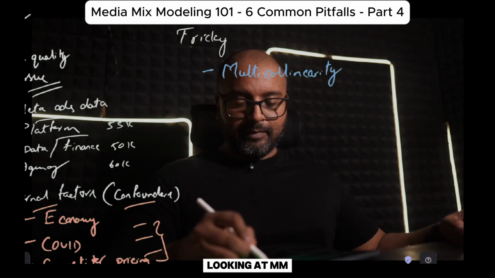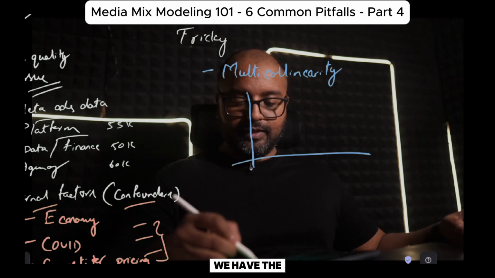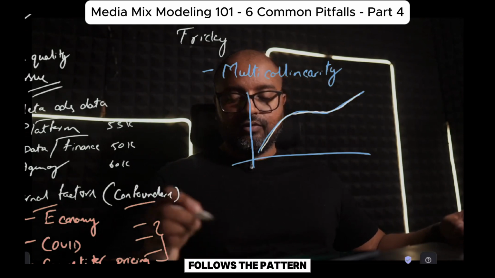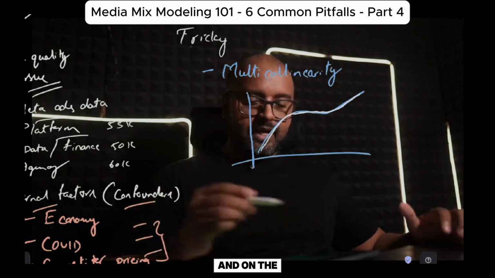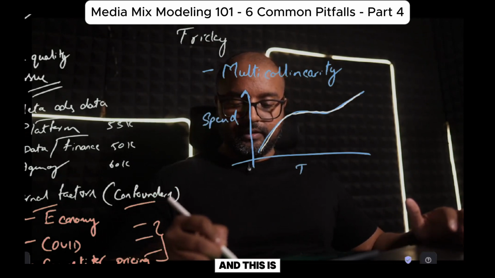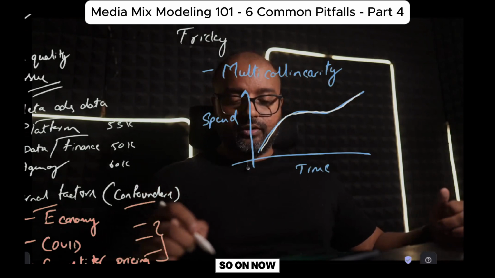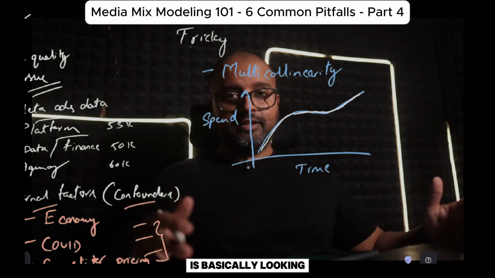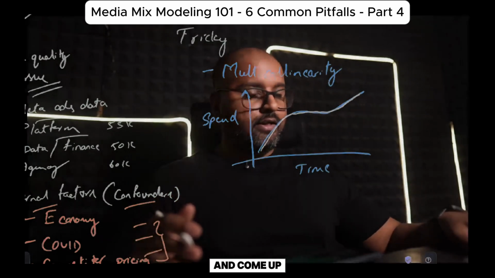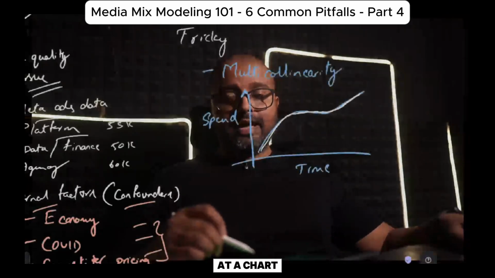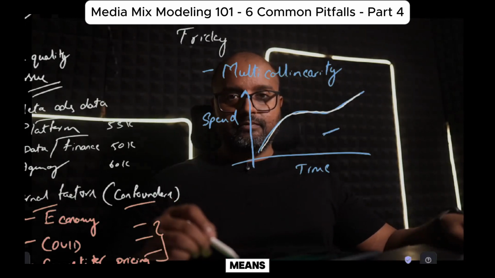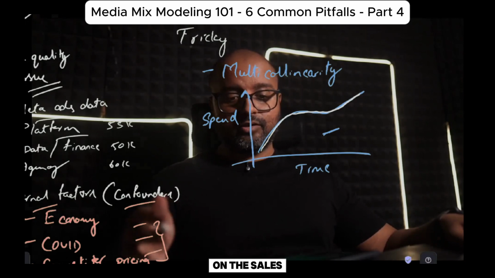So when we're looking at MMM, let's say we have 2 channels. We have the radio, and then let's say we also have TV, which kind of follows the pattern of radio. And on the y-axis over here, we're looking at the spend data, and this is time, maybe week 1, week 2, and so on. Now, because the MMM is basically looking at the patterns and trying to attribute those patterns to sales and come up with some coefficients, if we look at a chart like this, it's kind of tricky to isolate what each one means and what kind of effect each one had on the sales.